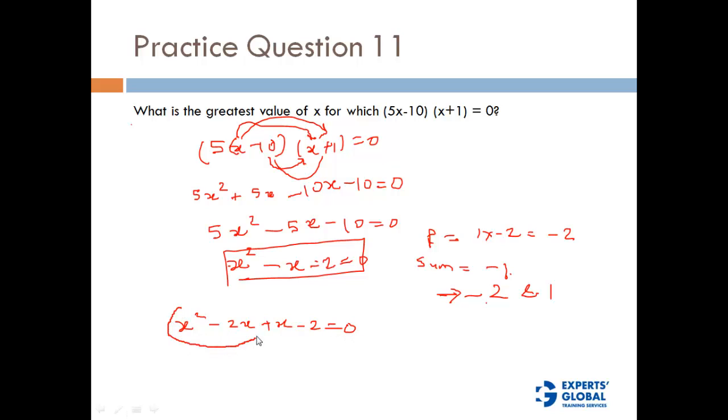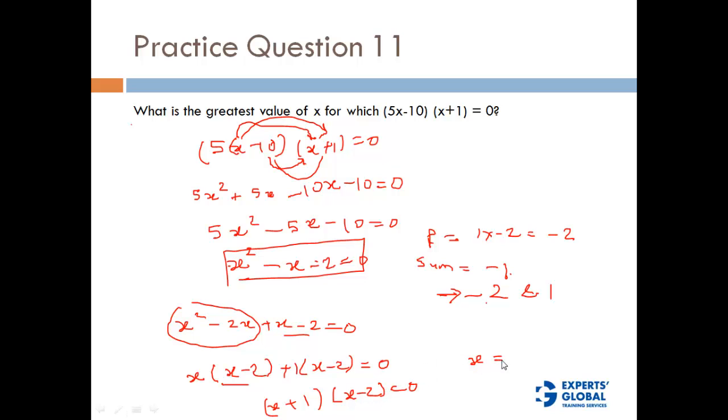So we'll look at these two terms. What do we get? x into (x minus 2). The same thing will have to be common here. Plus 1 into (x minus 2) is equal to 0. So that means we get (x plus 1) into (x minus 2) is equal to 0. That means x is equal to either minus 1 or x is equal to 2. Correct? And what is the question? What is the greatest value of x for which this equation holds? The greatest value of these two, between minus 1 and 2, is 2. So 2 is the greatest value for which this equation holds.